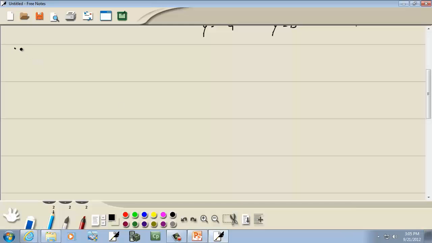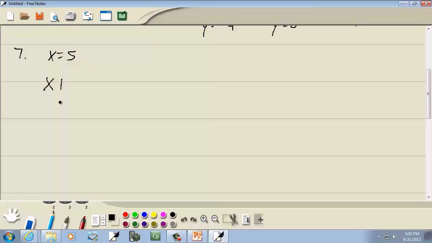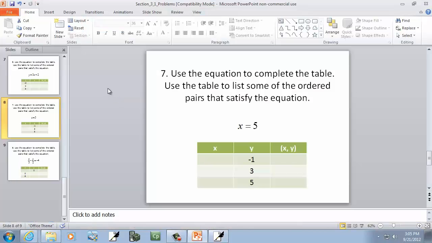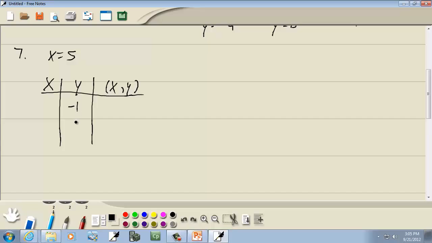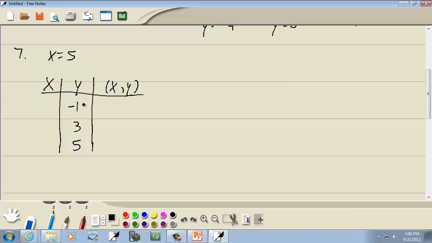Let's look at this one. Got x is equal to 5. This is an oddball case. So oddball, it's easy. Y is -1, 3, and 5. Okay. Now before we would take this value and plug it in for the y and then solve for x. But if I take -1, there is no y to plug it into. So x is just 5.